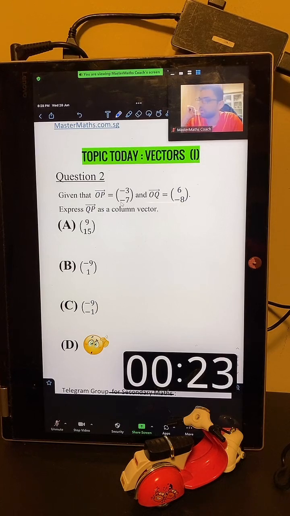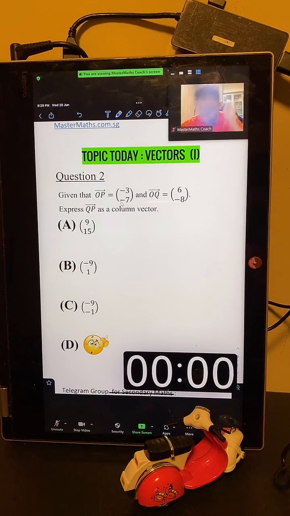Okay, you have 20 seconds more. What is the value of vector QP, guys? Ten seconds. 9, 8, 7, 6, 5, 4, 3, 2, and blast off.